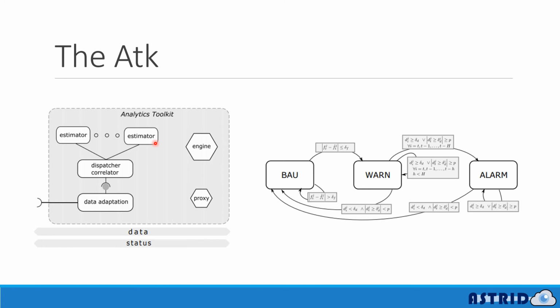The behavior of the ATK is governed by the state machine shown in this part of the picture. The three states reflect the normal state, business as usual, BAU, suspicious, warn, and attack configuration, alarm. The state machine is then re-evaluated at every step by comparing the current measurements with the estimations. The ATK persists in the normal state as long as the difference between the current measurements and the estimation is under a proper threshold. Otherwise, it switches to the warning status.